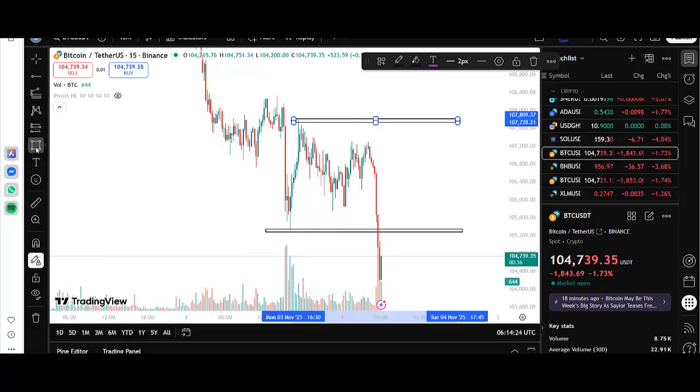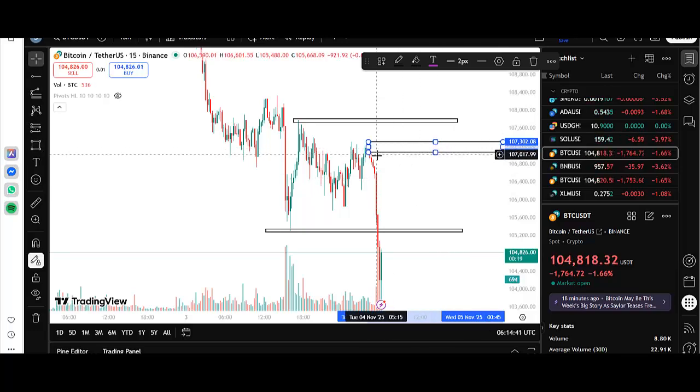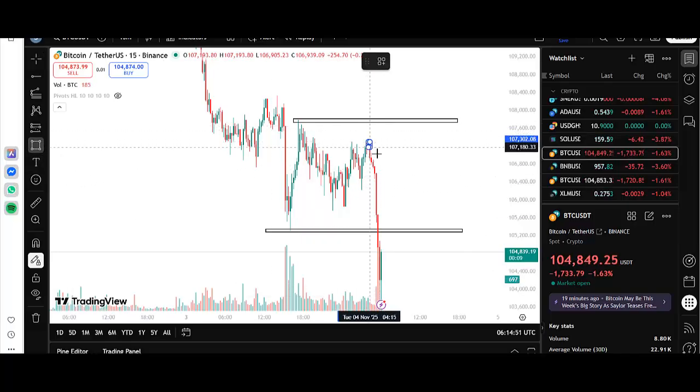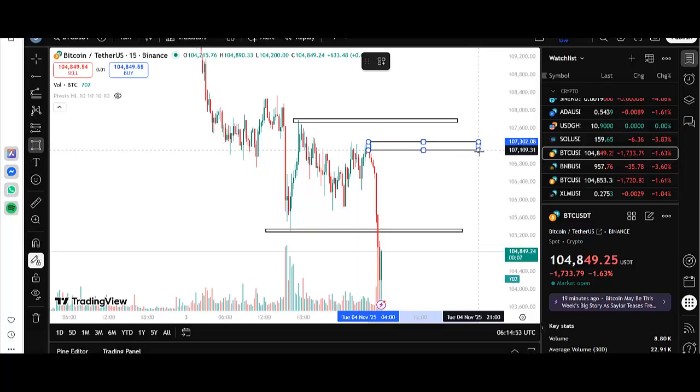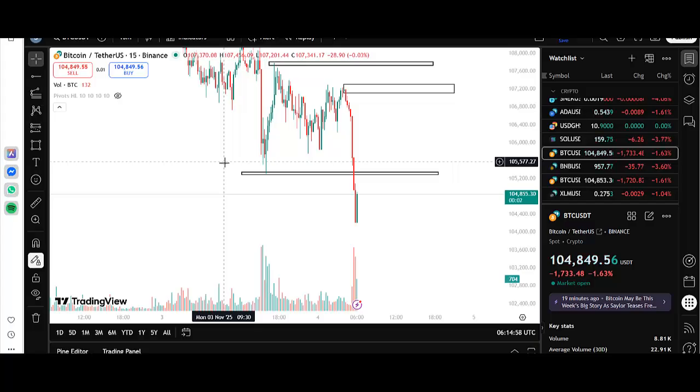Now, as I've marked that area as my protected high, now I need to mark my supply region, and the supply region is simply the last green candle that printed before price went with large red candles. And this is the last green candle, as you can see right here, right? This is the last green candle that was printed before price printed all these red candles. So I'll just mark this green candle out.